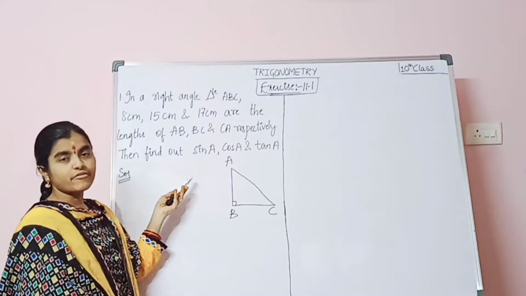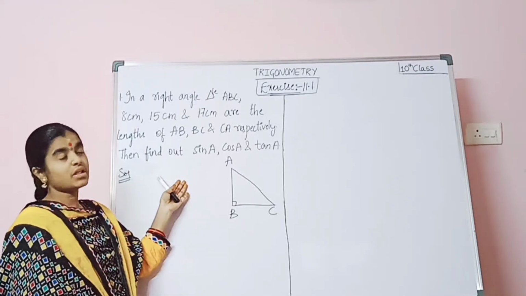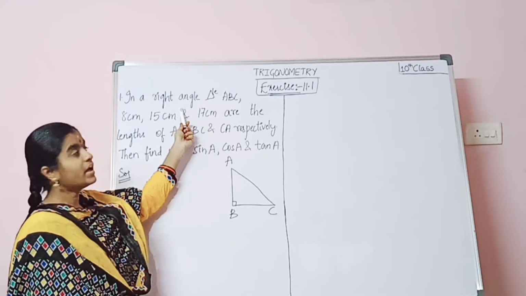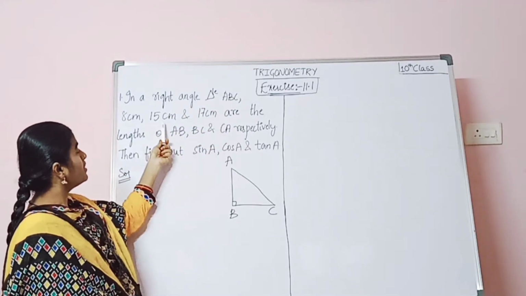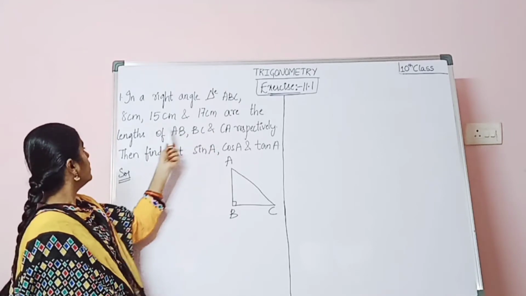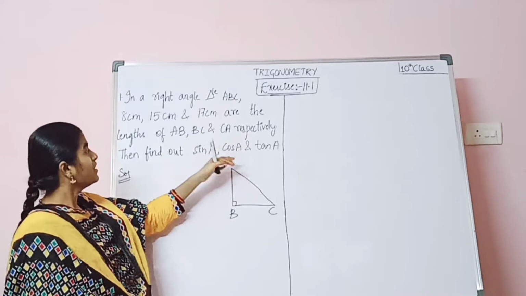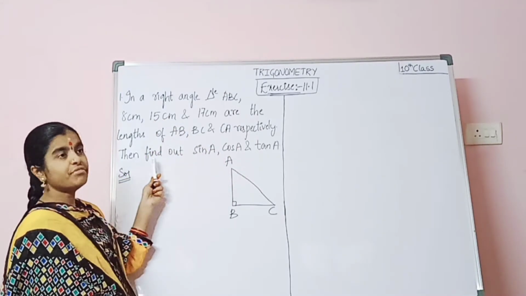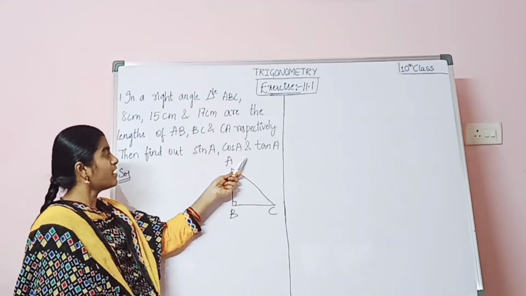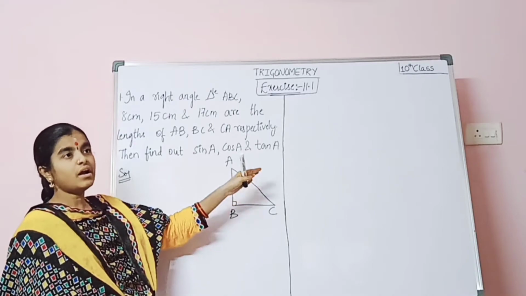So in this exercise 11.1 we are going to solve the sums which are based on the previous example. What is given in the question? In a right angle triangle ABC, 8 cm, 15 cm and 17 cm are the lengths of AB, BC and CA respectively. Then find sin A, cos A and tan A.